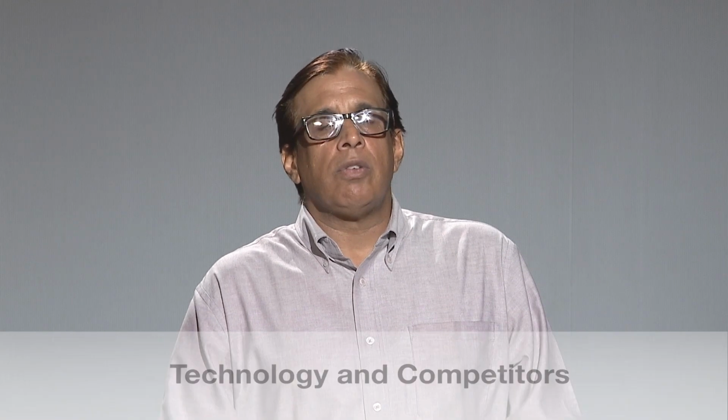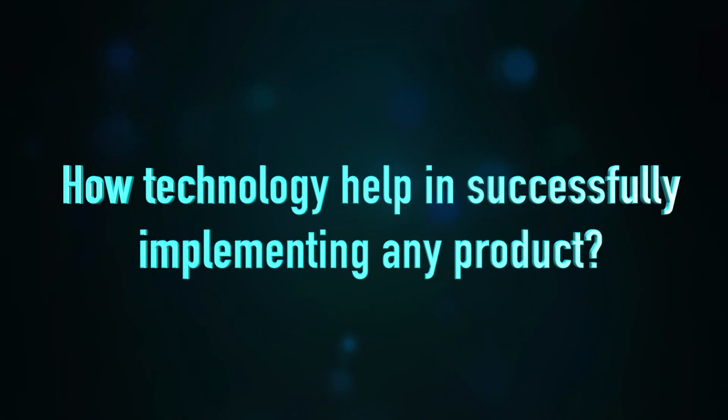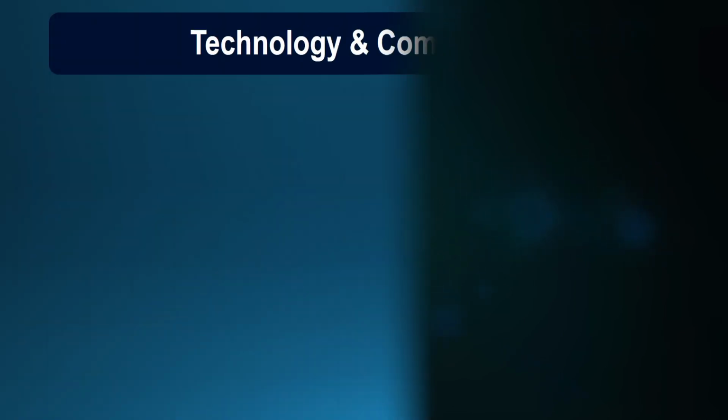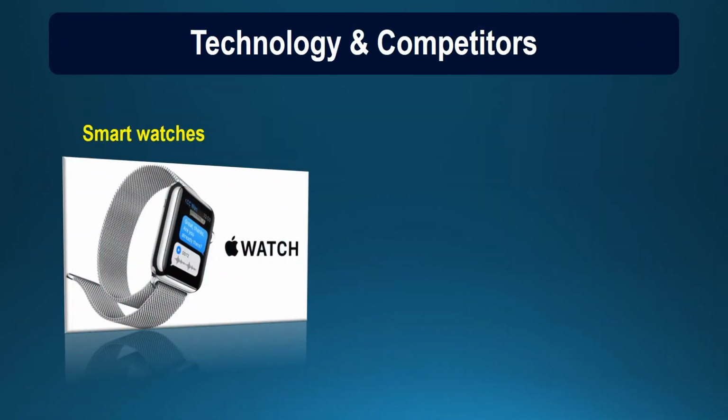Technology and competitors. So technology, how it will help you in successfully implementing a new product. The biggest example is the smartwatches. We had a watch which could tell you the time, but now we have a smartwatch which not only tells you the time but also has built-in GPS and gives you a lot of other information: your heartbeat, the calories you are burning, everything is there on the watch. This is the way technology has evolved, and there are companies who have managed to use this technology to their advantage in their new products.